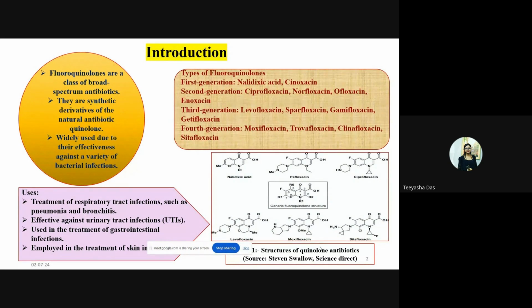Now, these antibiotics have certain uses, like treatment of respiratory tract infections such as pneumonia and bronchitis. Then they are effective against urinary tract infections, that is UTIs. They are also used in the treatment of gastrointestinal infections and also employed in the treatment of skin infections.